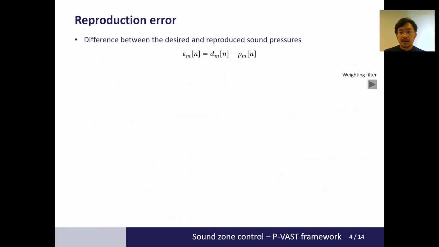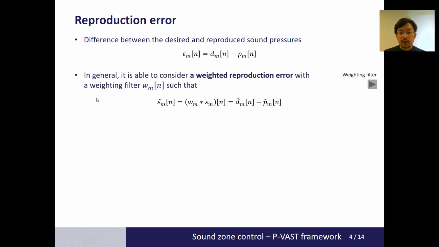Now we can define the difference between the desired and reproduction pressures by using this expression. In general, we also can introduce a weighting filter w_m, then we can have a weighted reproduction error. So in this presentation, this tilde notation shows that the quantity is a weighted quantity. This weighting filter w_m is the key factor for creation of perceptually optimized sound zones, so we need to have a look at how to get this weighting filter.